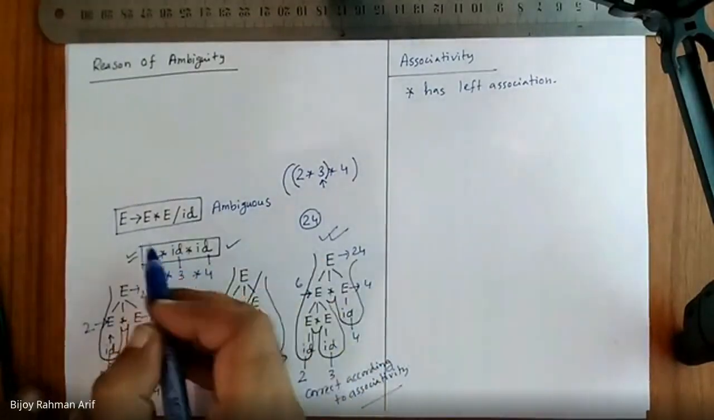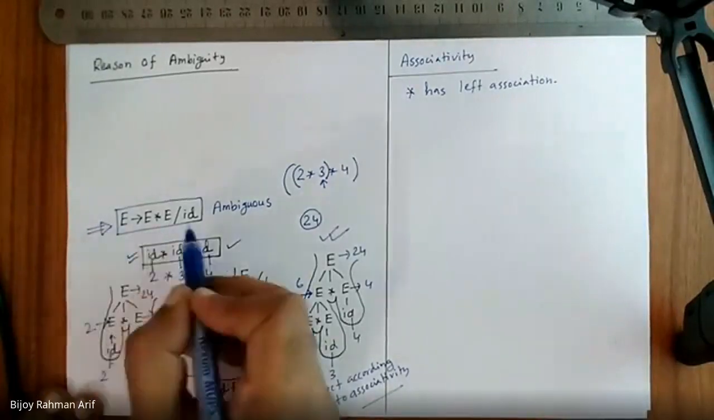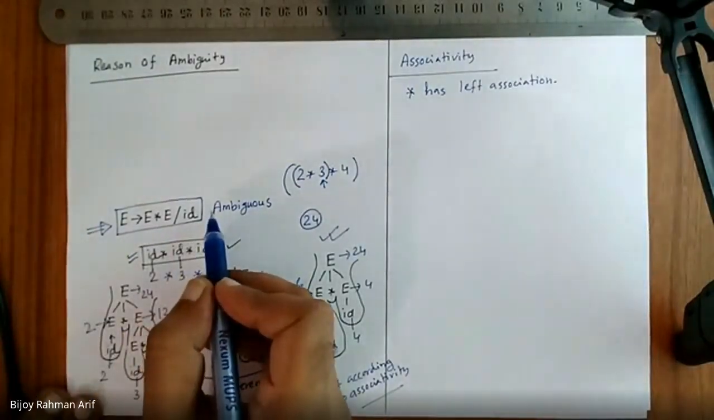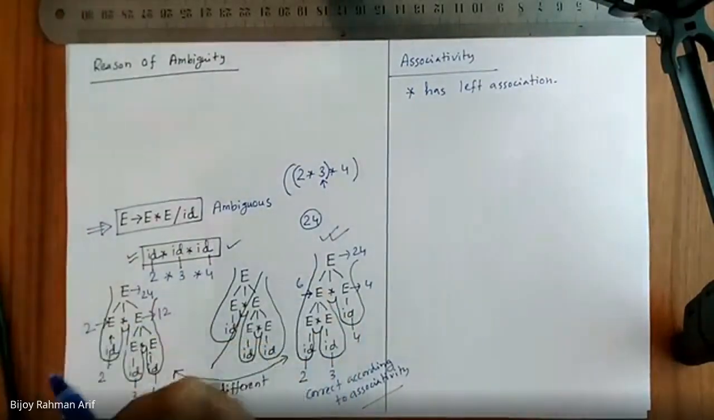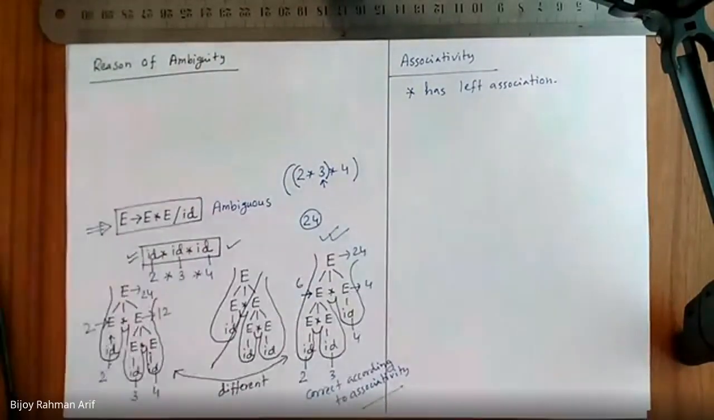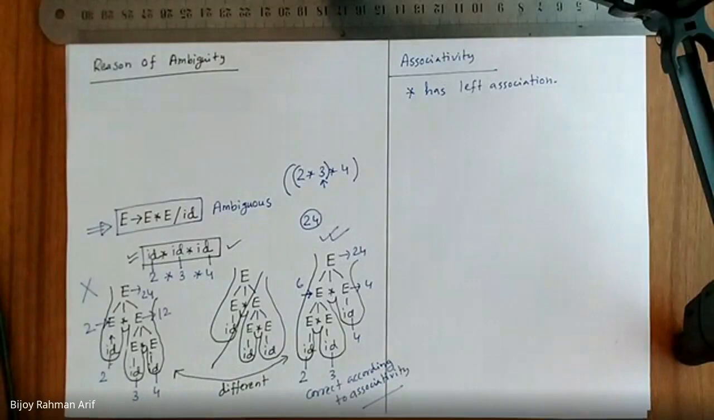So if we want to maintain associativity, we have to transform this ambiguous grammar to an unambiguous grammar. So how can we convert this ambiguous grammar to unambiguous? Somehow we have to prune out this parse tree. So how can we prune out this parse tree?